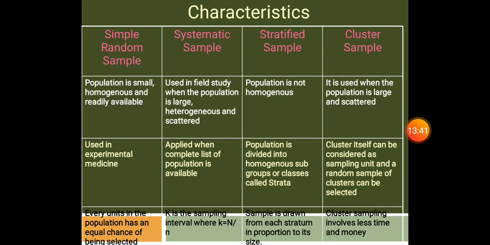18th person will be selected into the sample. 23rd person will be selected into the sample. Then 28th person will be selected into the sample. Like this, all the 6 units will be selected into the sample. This technique is what we call systematic random sampling technique.